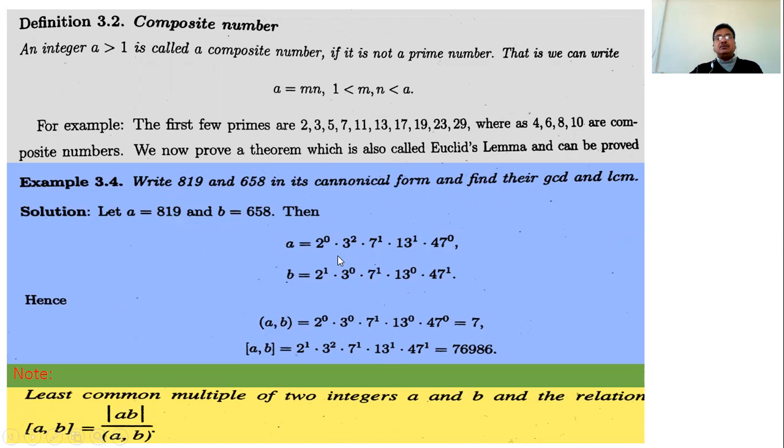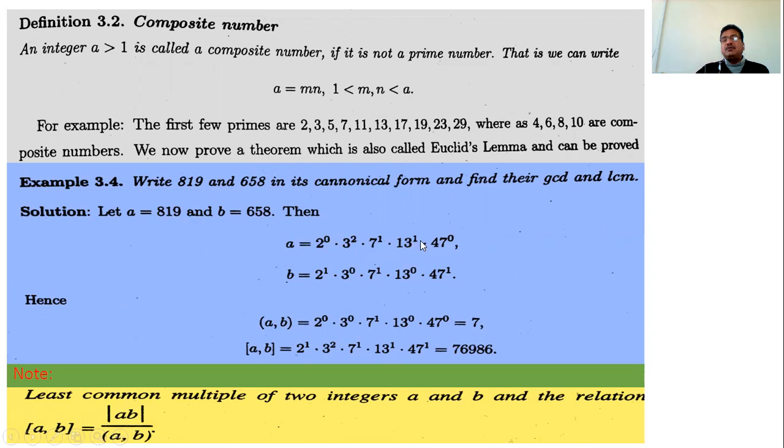So a is equal to... divide first by 2, but 2 is not a divisor. So then divide by 3. 819 divided by 3 is 273. Again divide by 3, then divide by 7, then divide by 13. In this way, we have the canonical form: 3 raised to 2, 7 raised to 1, 13 raised to 1.